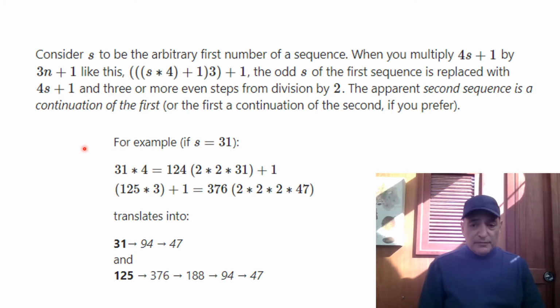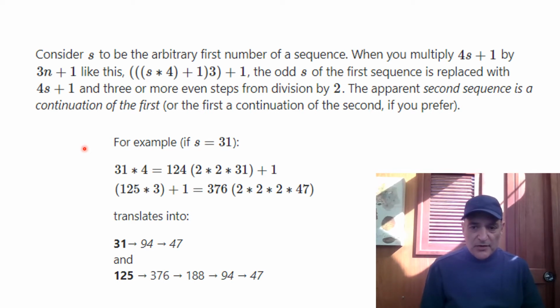For example, if s equals 31, then let's just take this apart. So 31 times 4 is 124. And the factors of 124 are 2 times 2 times 31. When we multiply by 4, we get 2 factors of 2. Then we add 1 to that to make it an odd number, because, well, I only consider odd numbers normally.